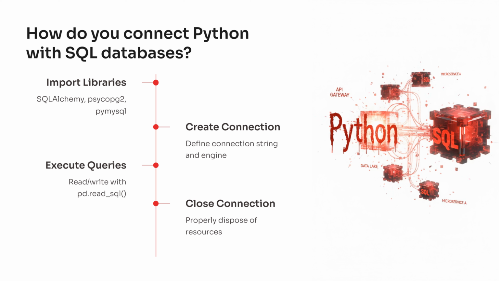Step 2. Create connection. Next, we create a connection. Think of it as opening a bridge between Python and your SQL engine. We define a connection string. This includes your database type, username, password, host, and port. Once that's done, SQLAlchemy helps us create an engine, which we'll use to send and receive data.